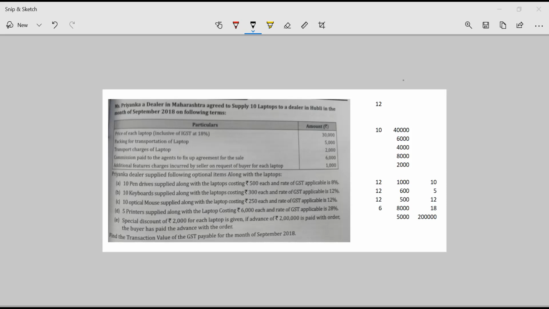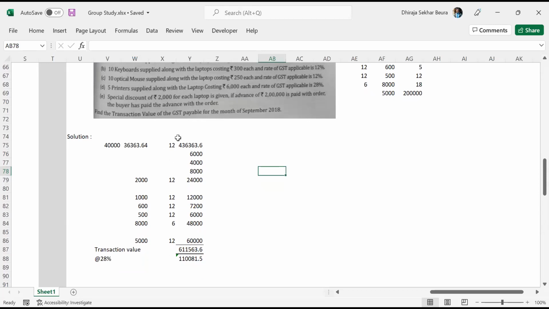110081.45 is the tax. Yes. Let me just share the solution. Give me 1 second, guys, so that you can verify very quickly where you have made the mistake. I think it is in the first step only that we are making mistakes. Okay, no problem. So here is the answer.